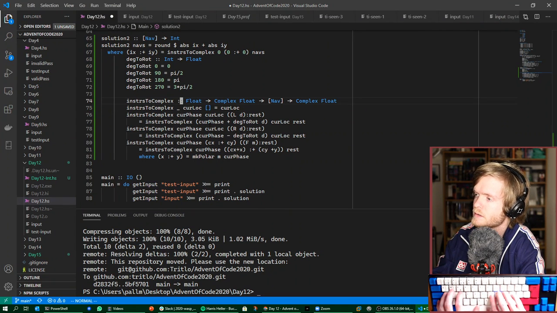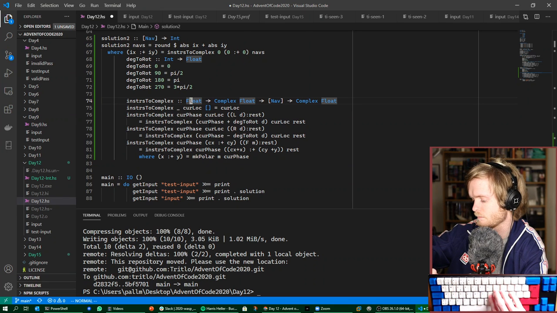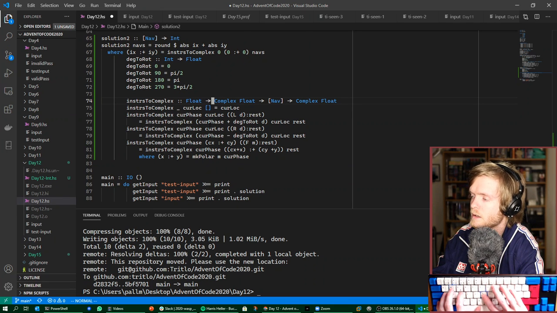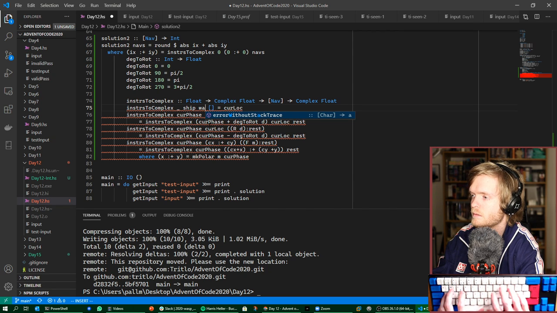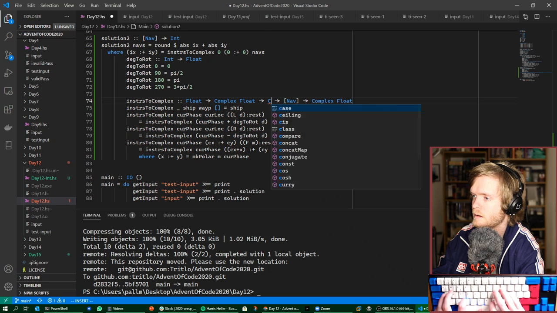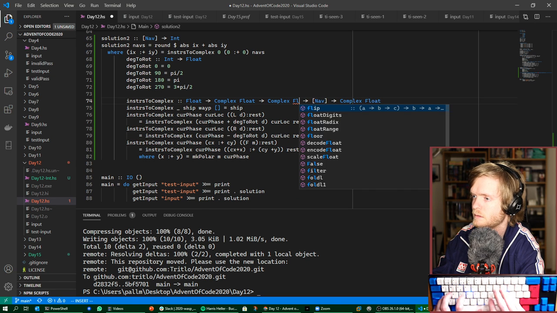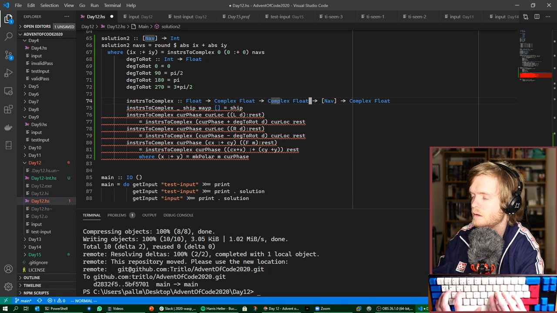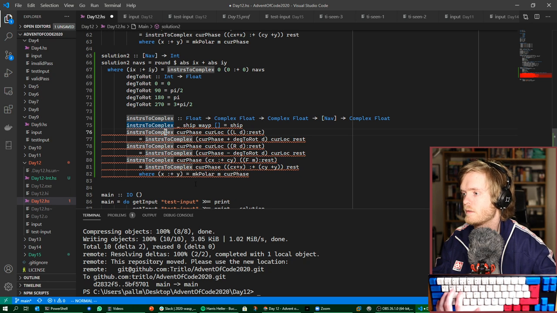So, okay, instructions to complex. So we have the phase, we have the ship loc, and then we have... So this is gonna be S, ship and waypoint, and we return in the end where the ship is. Complex float, and yeah, they have different numbers of arguments.